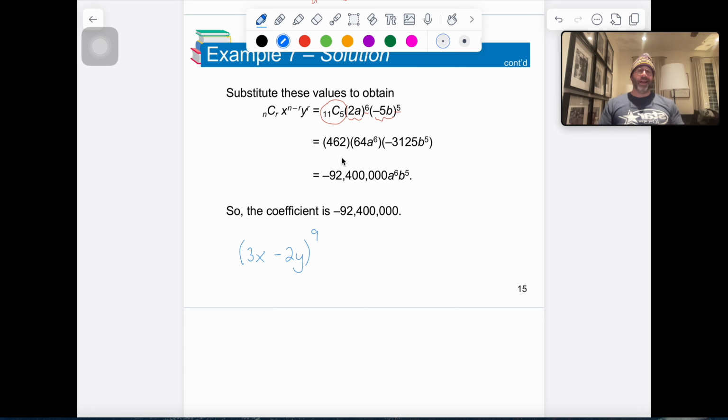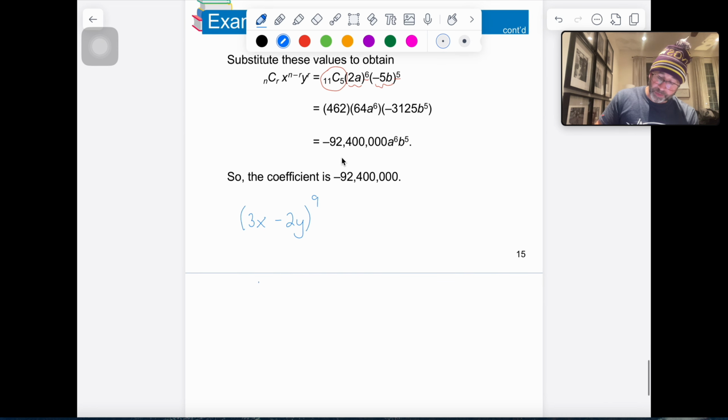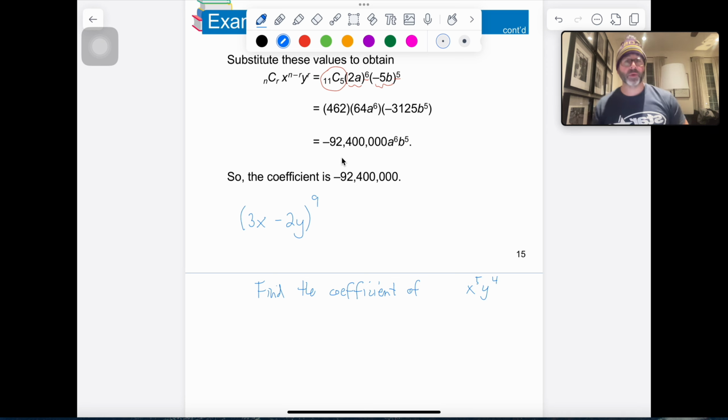Okay. And out of randomness here, let's go ahead and find the coefficient, doing the same process, of x to the 5th, y to the 4th. Again, I'm setting this up so that the 5 and the 4 add up to 9. And we're asking what's the value that's going to be at the front of this. Okay, so let's set this up.